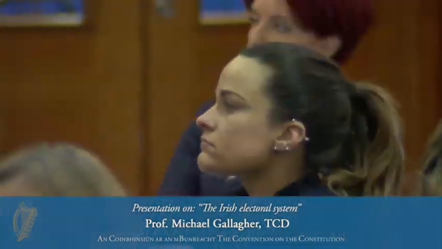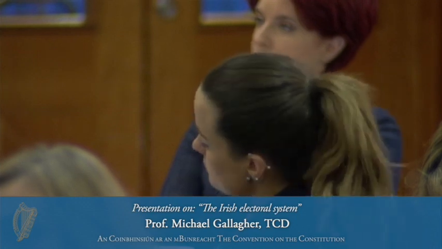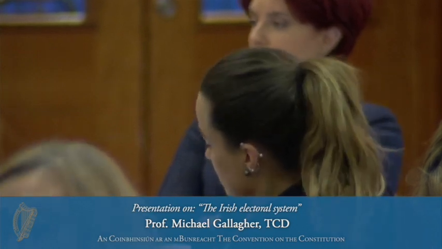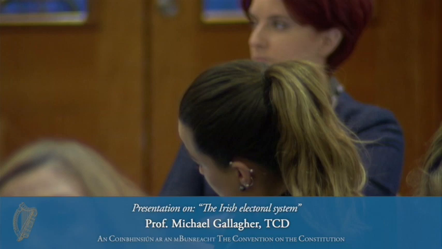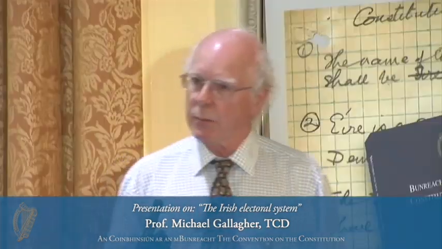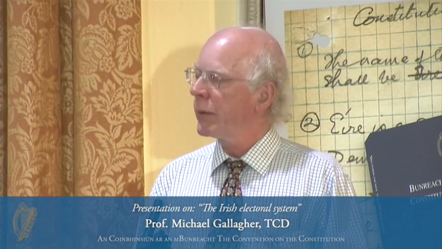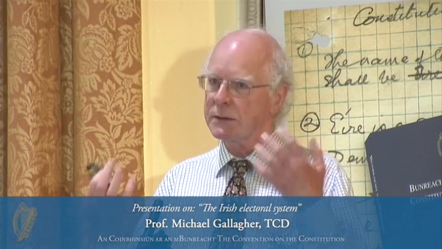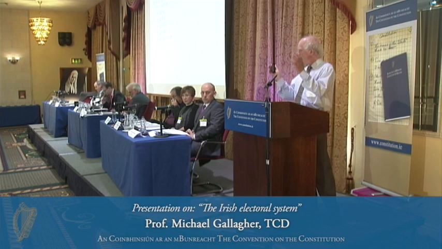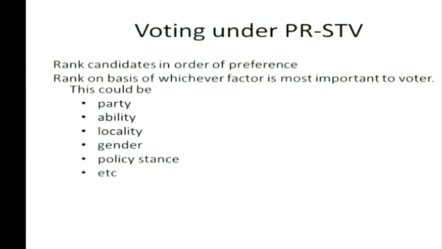Gender, it could be. People might want more women in Parliament, might have a tendency to vote for female candidates across party. It could be policy stance, something that cuts across party lines, such as European integration or abortion, for example. Some voters might vote for all the candidates who share their stance on that issue, regardless of party or anything else. So it's up to each individual voter to decide on what basis they award their allocations.